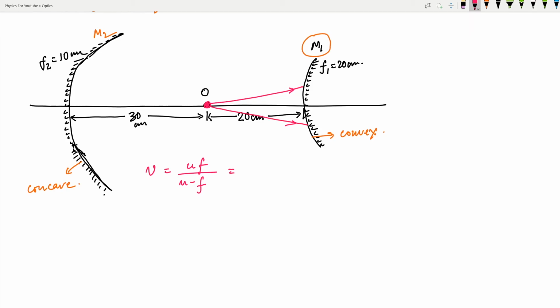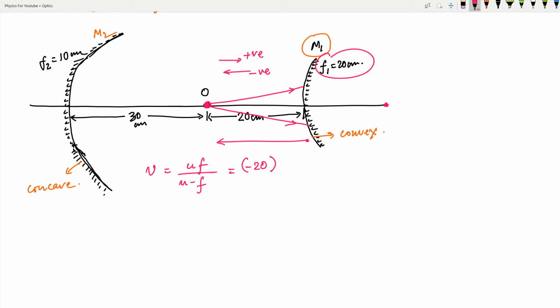Okay, so this direction will be taken as positive, the direction of the incident ray, and this direction will be taken as negative. Therefore U, as we can see, we need to measure things from the pole, so we need to go in this direction. It is opposite to the direction of the incident ray, therefore U will be negative. So minus 20, and F is 20 centimeter, and we know that for a convex mirror F is always positive because the focus will be in this direction.